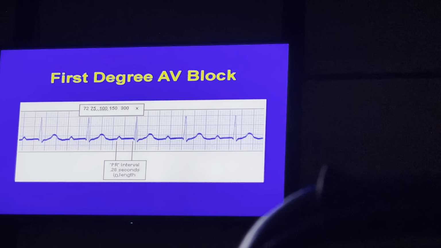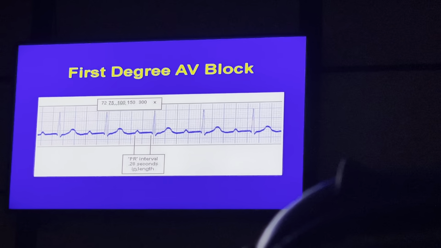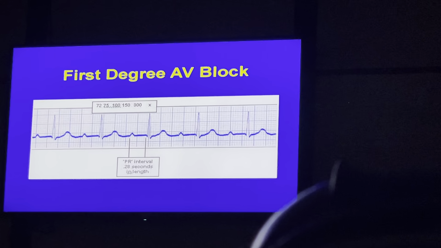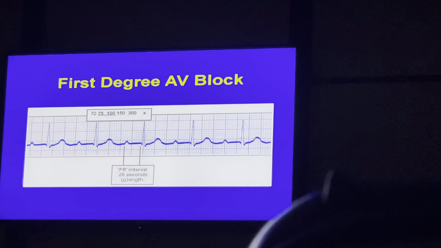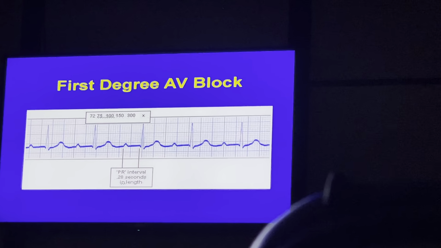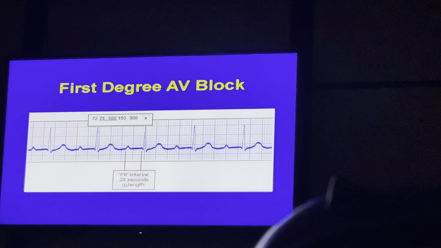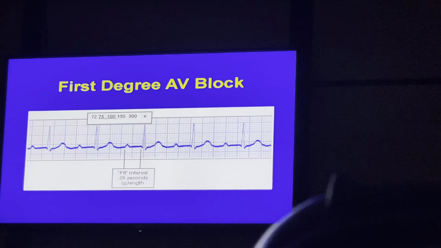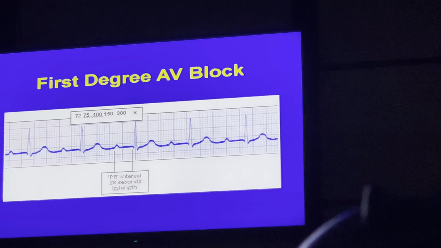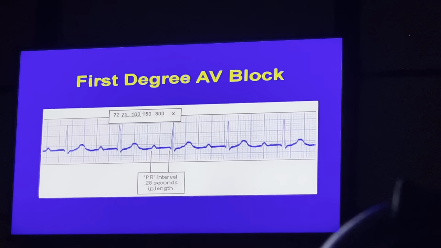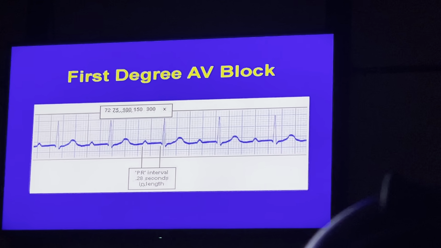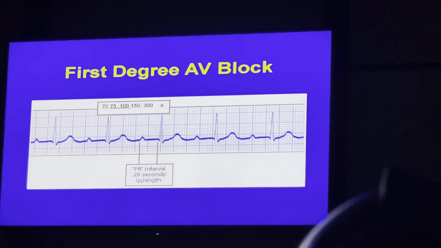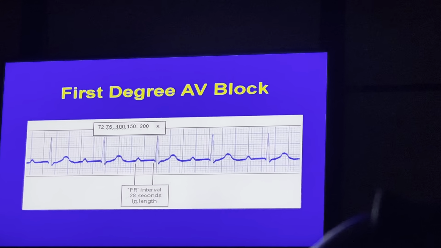We call it first degree AV block when PR interval is prolonged at resting heart rate or the heart rate within the physiological limits. So if a patient has got PR prolongation at the rate of 150 or 170, this may not be due to the first degree heart block. This may be due to very fast impulses coming to AV node. It's its natural behavior to delay that impulse so that the LV filling occurs normally.